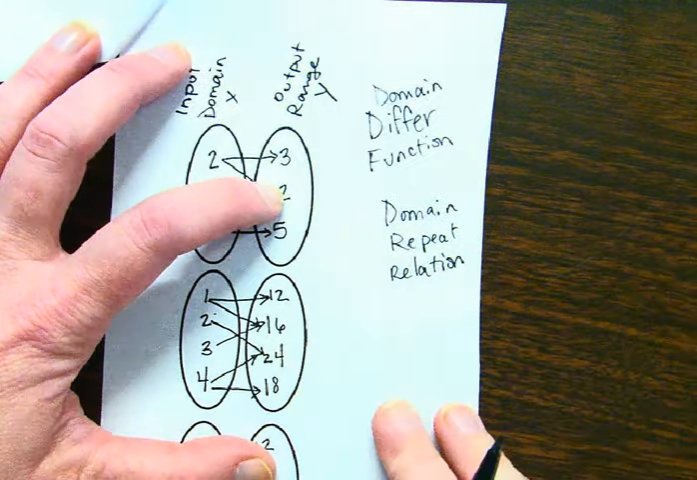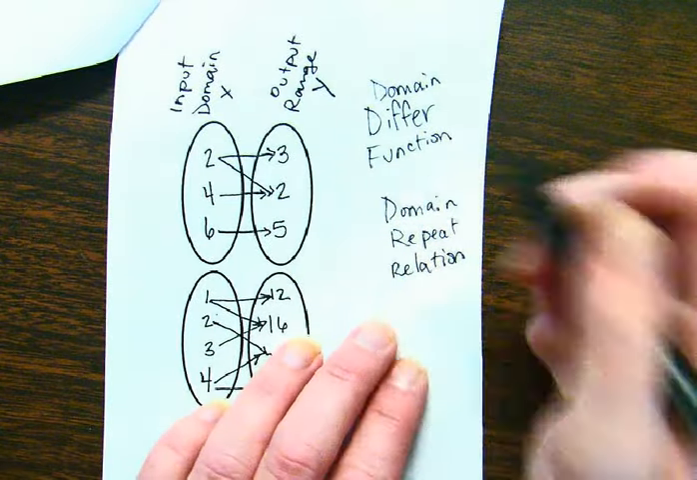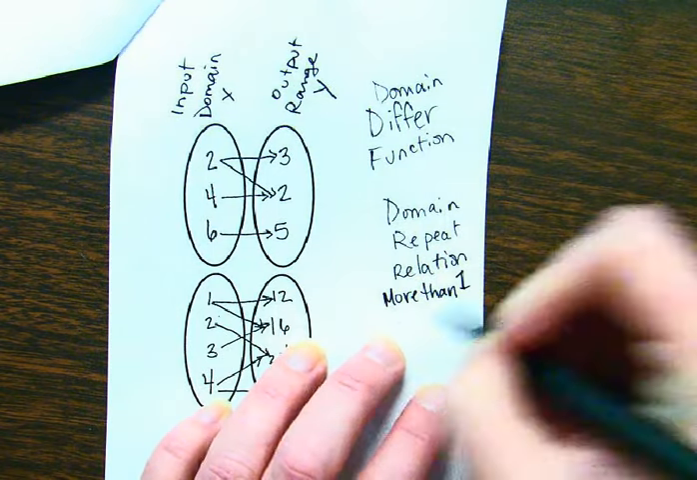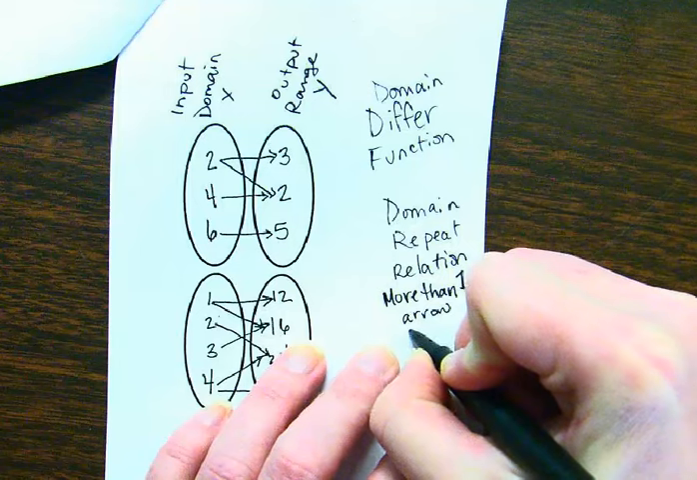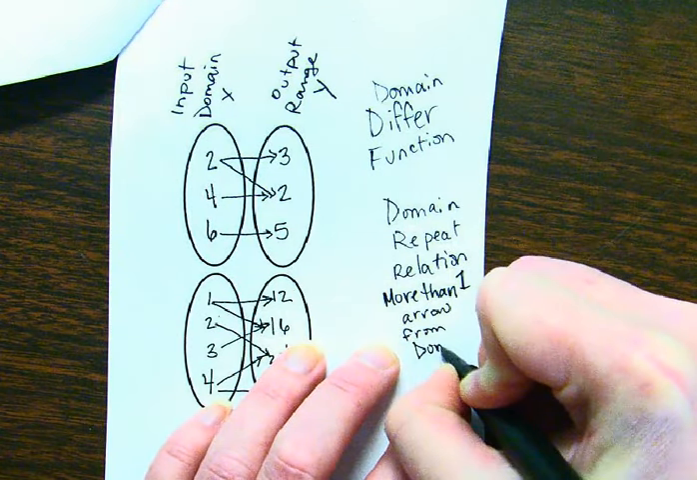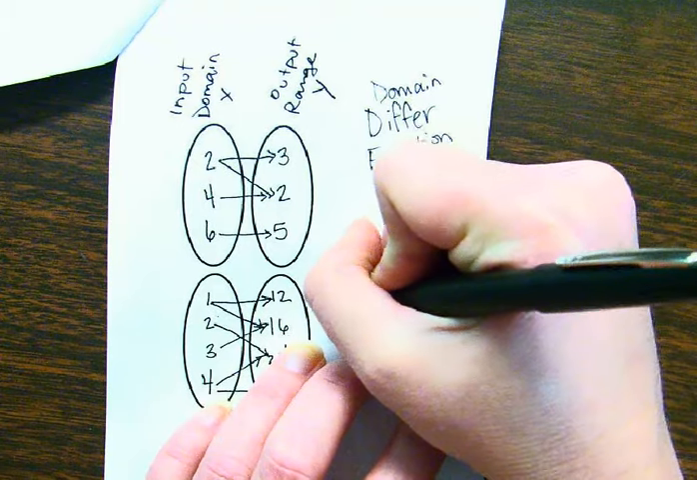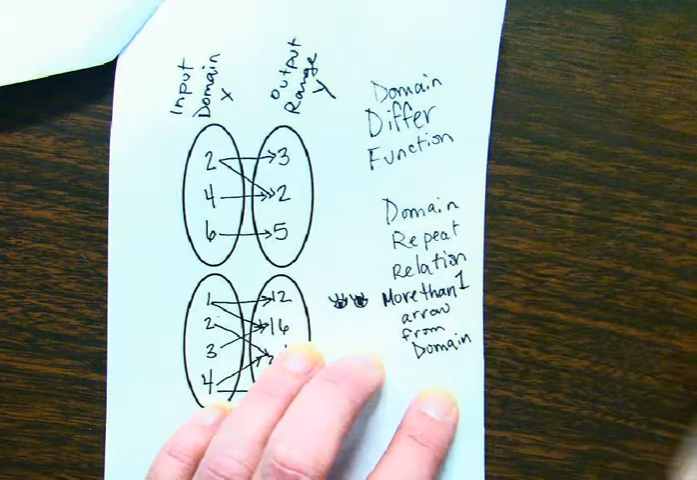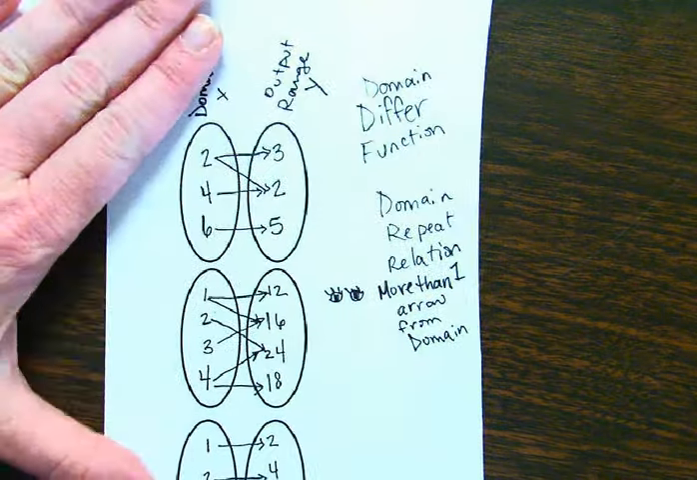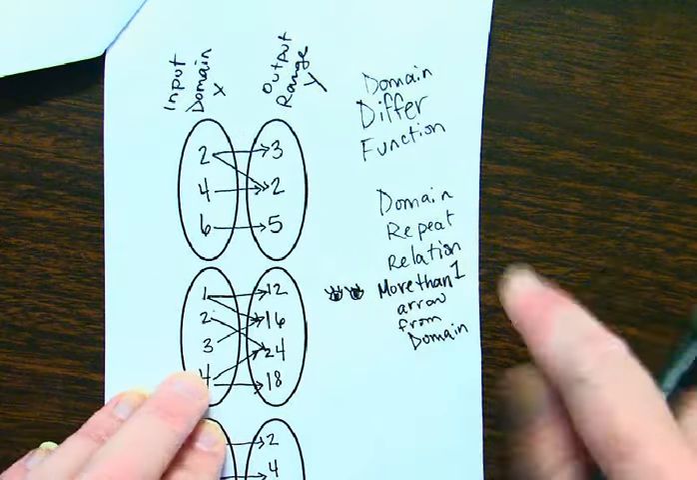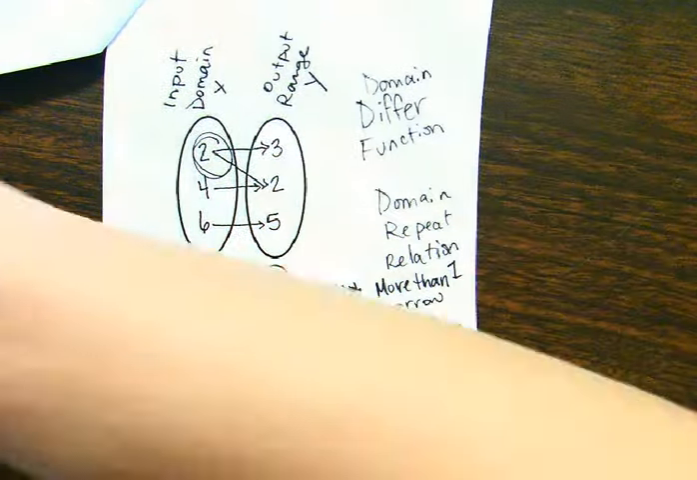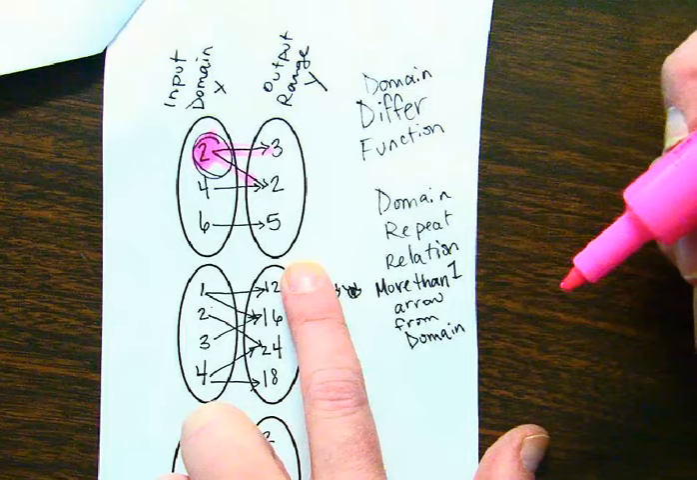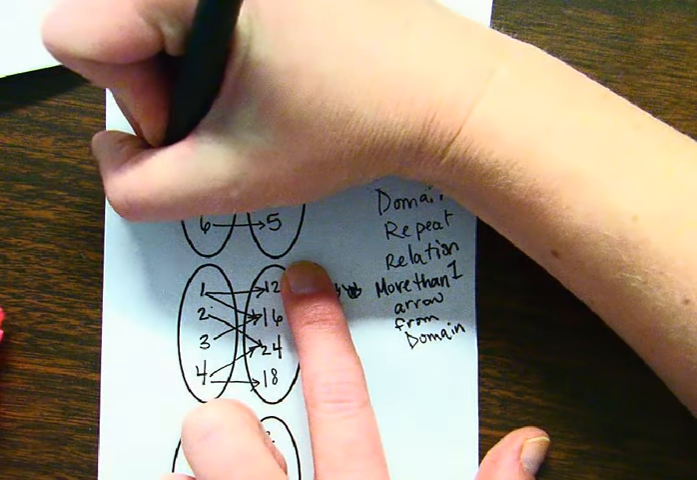Now on a mapping diagram, the way you determine if it's repeating or not is if it has more than one arrow from the domain. You're going to be looking for this. So I'm drawing little eyeballs. Look for this. If you see more than one arrow from a domain, it's a relation. So looking at this one right here, this domain has this arrow and this arrow going to different outputs. This is a relation.